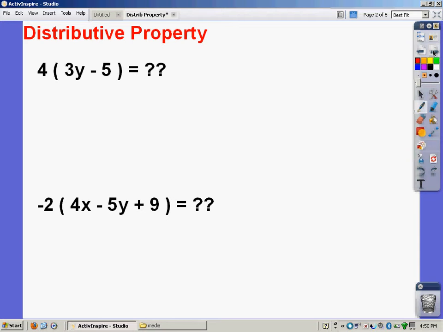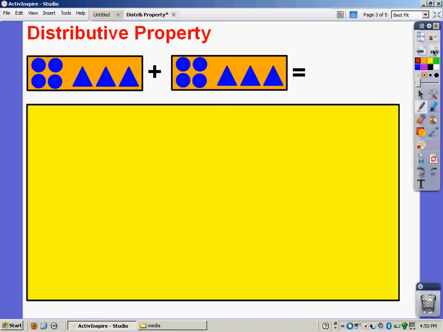And for that, I'd like to use the following prop. Let's pretend we have 2 identical boxes. Each box has 1, 2, 3, 4, and this one 1, 2, 3, 4. So each box has 4 circles, and each box has 1, 2, 3 triangles. And let's say the question was, well, what is it that I have in total? How many and what kind of objects do I have?